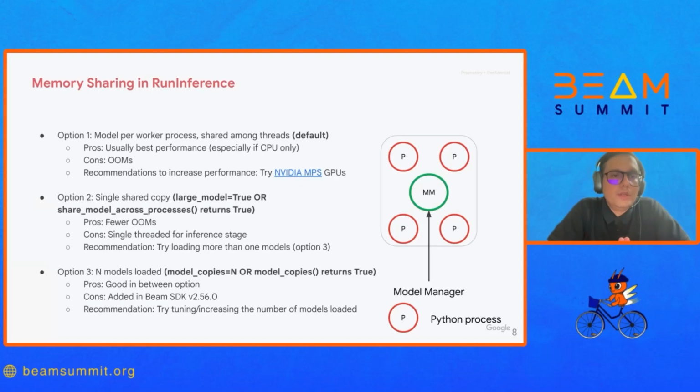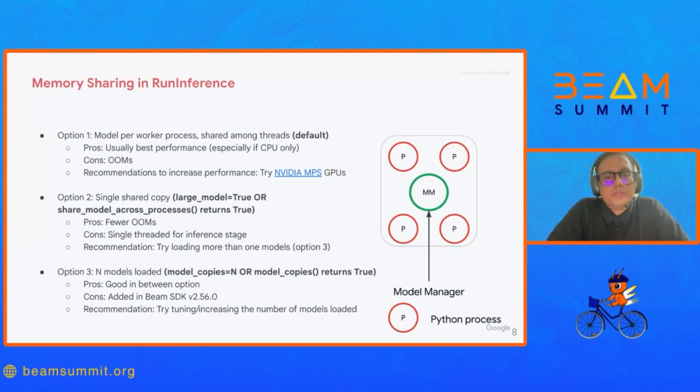The second option is to not load one model per process and instead use a single model manager process. The way to configure this is to set large model as true or share model across processes returns true from the custom model handler code. The benefit of using option 2 over option 1 is that it will result in fewer OOMs, but at the same time, option 2 will result in much lower throughput compared to option 1. Even after using option 2, if there are OOMs, then using a larger machine size is recommended.